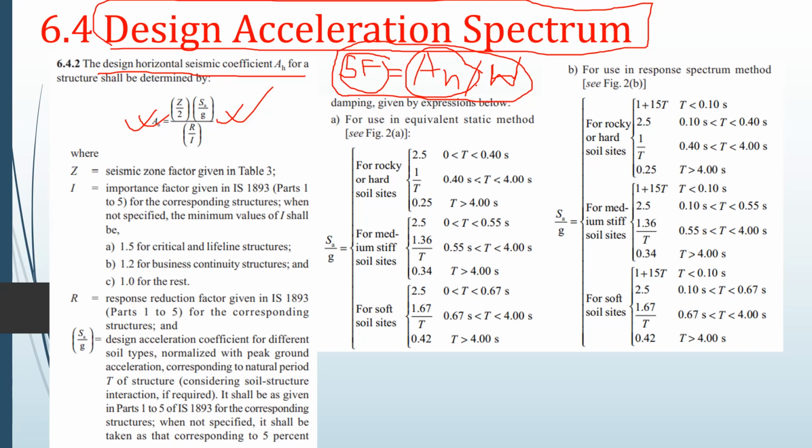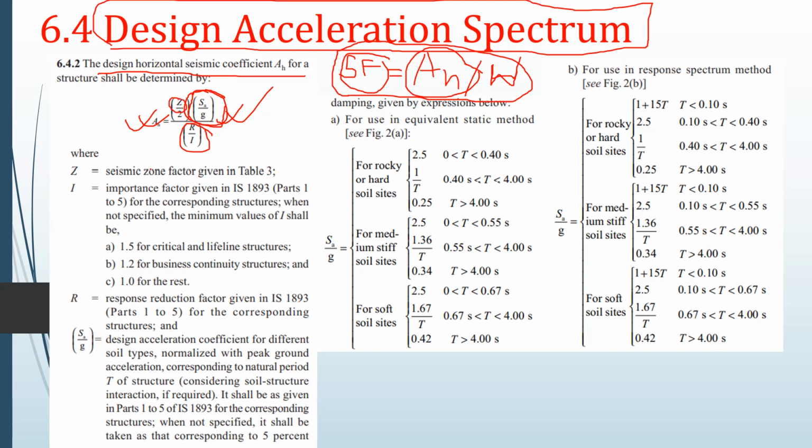So this value of Ah, or the seismic coefficient, is given by Z by 2, Sa by g, and R by I. The difference between the equivalent static method and the response spectrum method while calculating Ah is the calculation of this Sa by g value. Sa by g means the design acceleration coefficient value. Other values are the same.